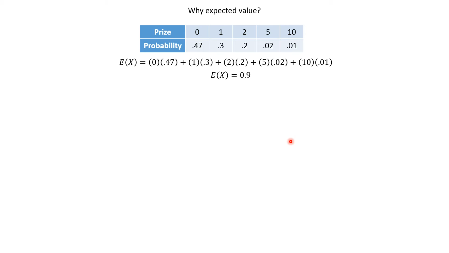Now, something I want to point out here is, can you actually win 90 cents when you play a game? No. You can win $0, you can win $1, but you can't win 90 cents. That's okay. The expected value does not have to be one of the things, which is kind of a misnomer because it's what we would expect to get. You can't get 0.9, but it's what you expect to get over the long run.